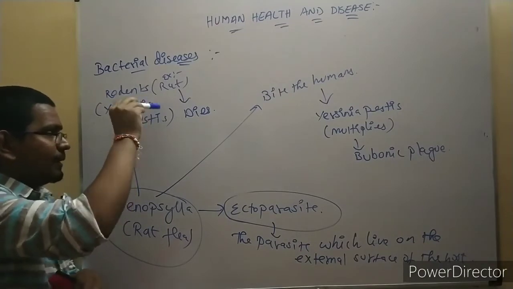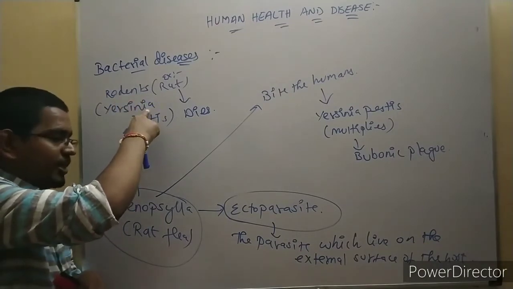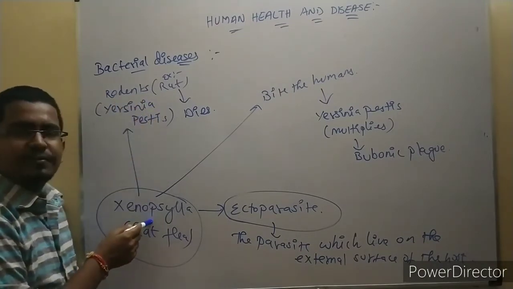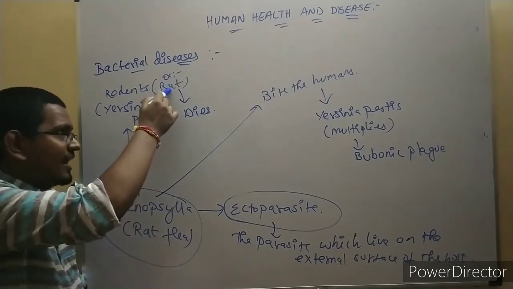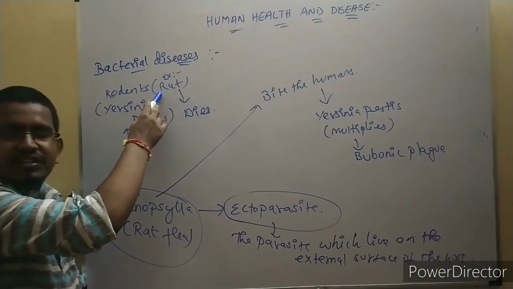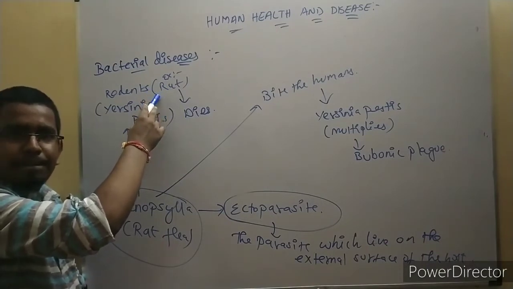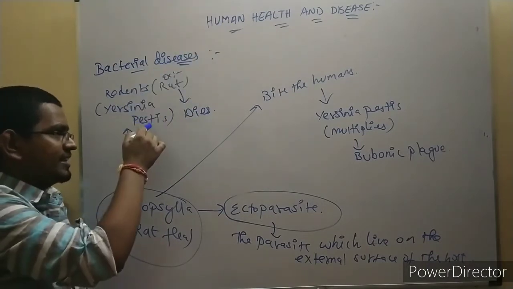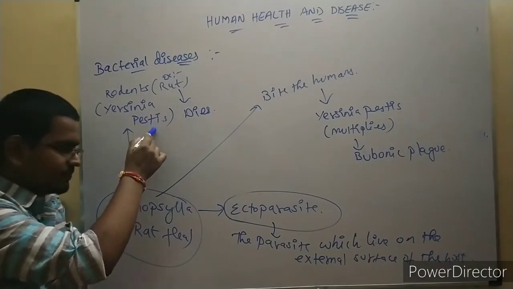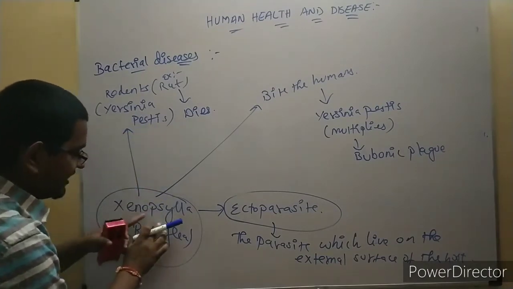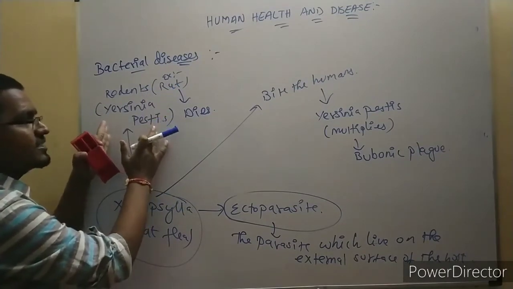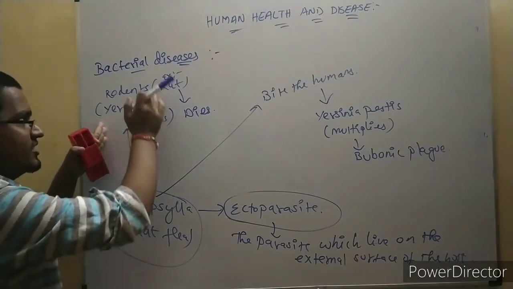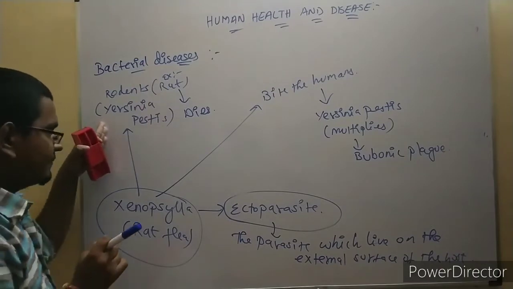And bubonic plague means the causative agent is what? Yersinia pestis. This Xenopsylla is present on the surface of the host. Here the host is a rat, and it is affected with bubonic plague. The agent present inside the rat is Yersinia pestis. What this Xenopsylla did is, it sucked the blood in which Yersinia pestis is present, which is the causative agent for the disease known as bubonic plague.